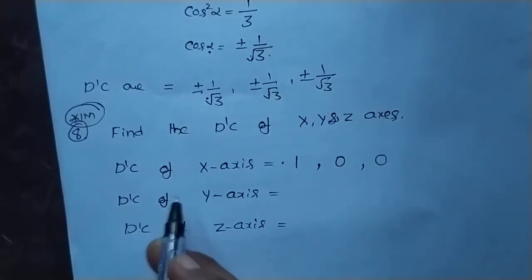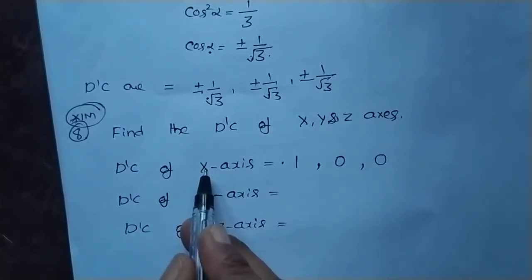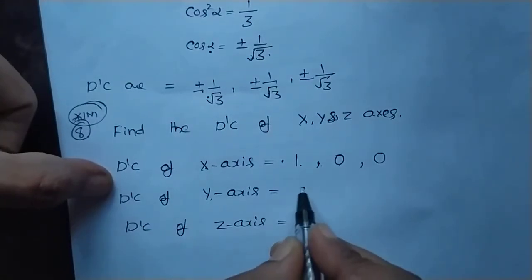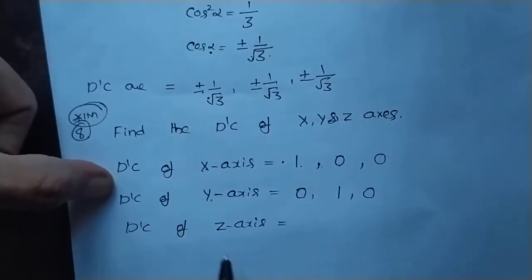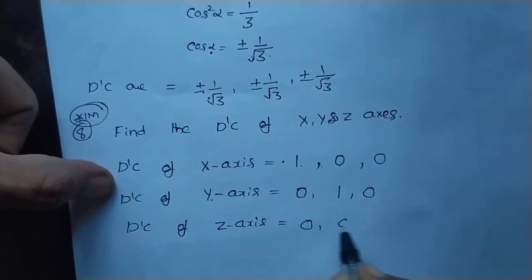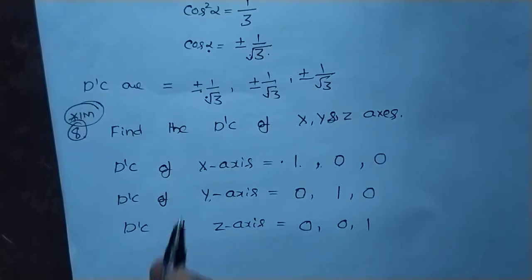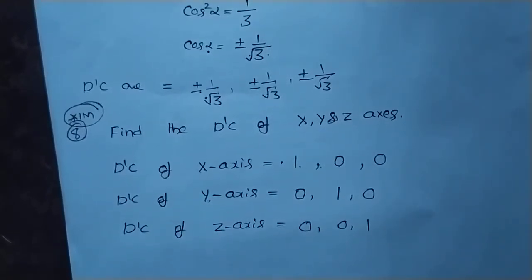Better you remember it like this. Direction cosines of the x axis are 1, 0, 0. Direction cosines of the y axis are 0, 1, 0. Direction cosines of the z axis are 0, 0, 1. These are the direction cosines of the x, y and z axes.